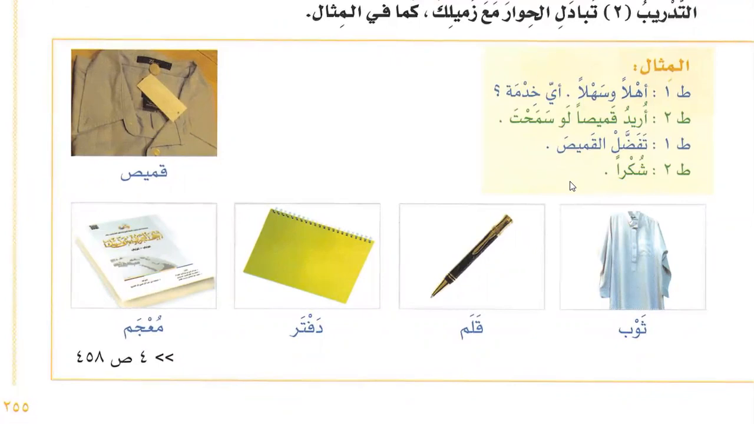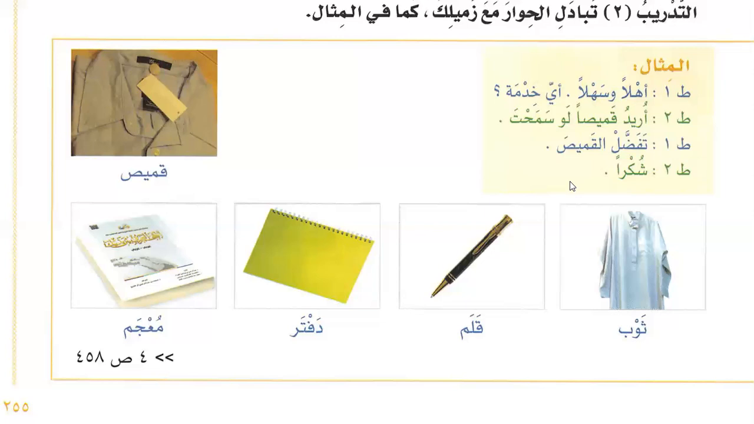Uridu kamisan law samahta. I want a shirt, please. I want this shirt. What does samahta mean? Law samahta means excuse me. It also means if you please. Tafaddal kamisa. Tafaddalil kamisa. Please take the shirt. Shukran. Thank you.